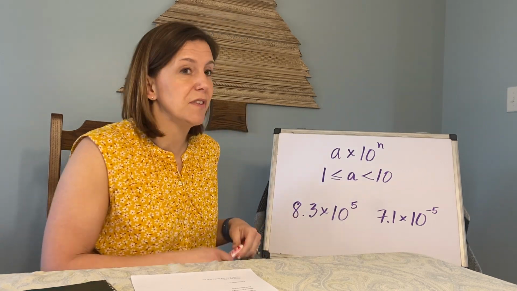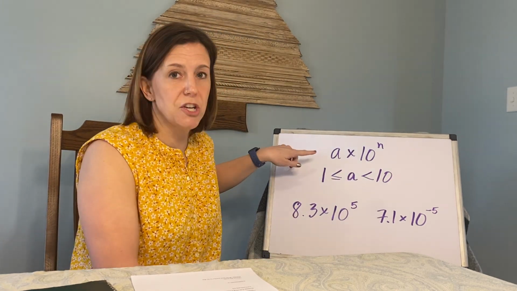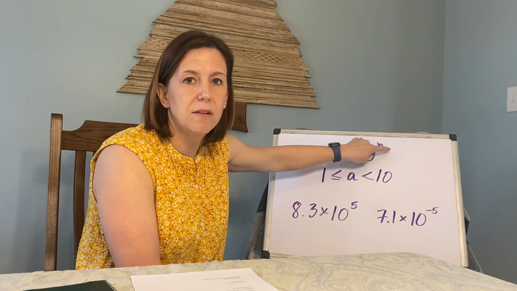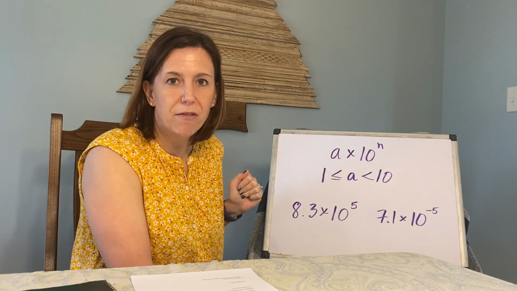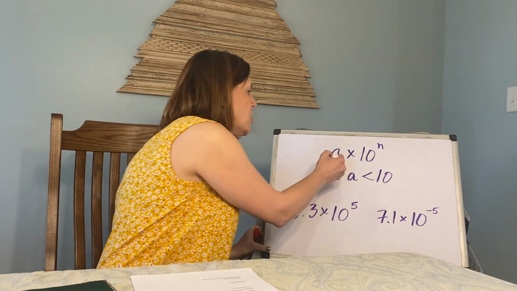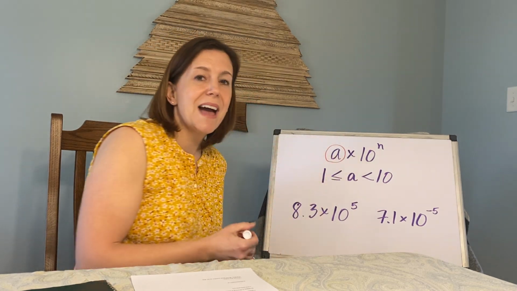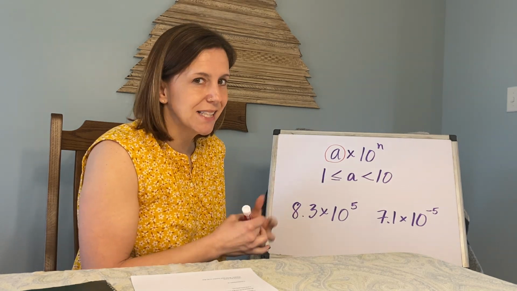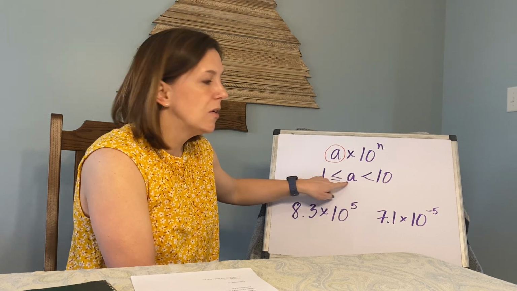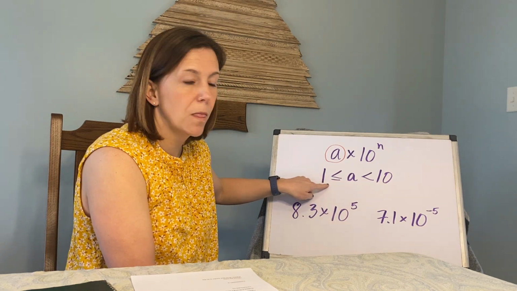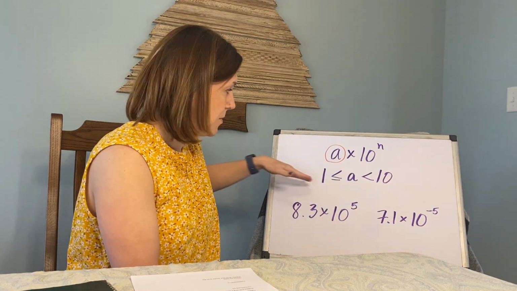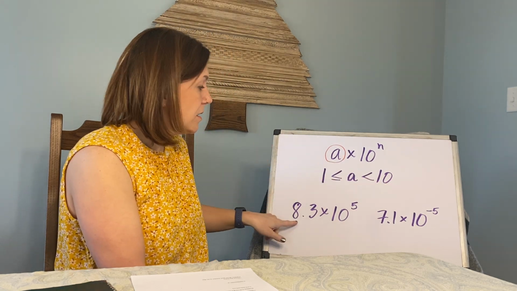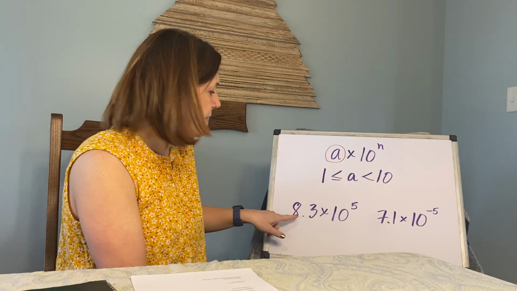So let's review what scientific notation is. Scientific notation is when we have a number being multiplied by a power of 10. This is the basic format for it. But what we need to know or recognize is that that number can be a decimal, obviously, but it has to be greater than or equal to 1 and less than 10. So it's somewhere in this range of 1 to 10. Two examples that we see right here.